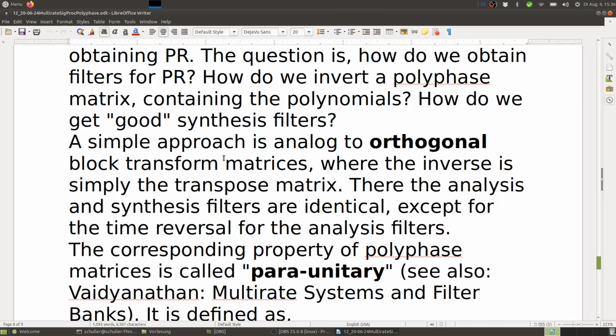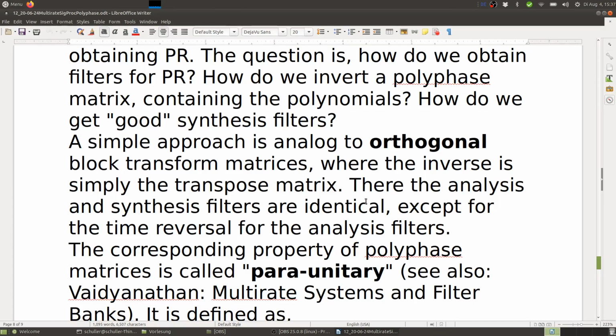A simple approach is analogous to orthogonal block transform matrices, where the inverse is simply the transpose matrix. Then it's easy. There the analysis and synthesis filters are identical except for the time reversal for the analysis filters. Remember, this comes from taking the transpose and then the synthesis filters being the non-reversed entries of the transform matrix, which means the reversed analysis filters.